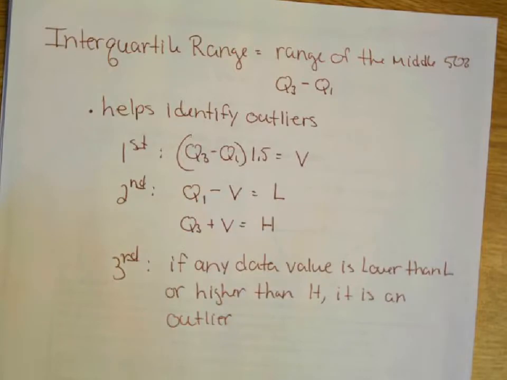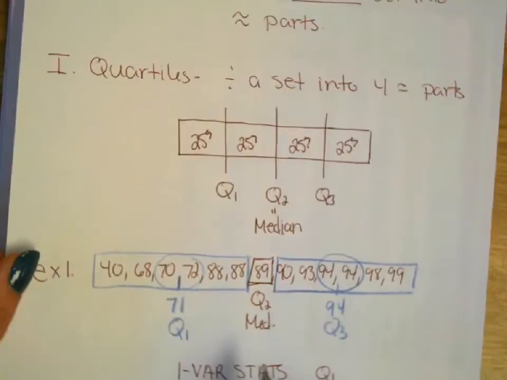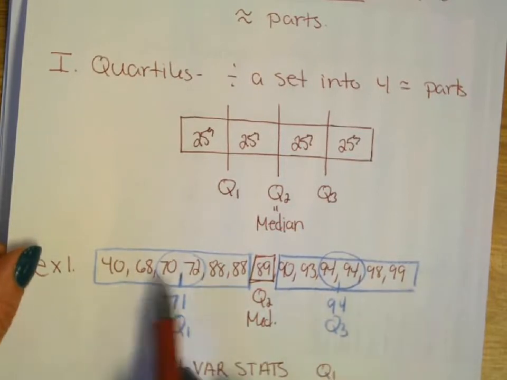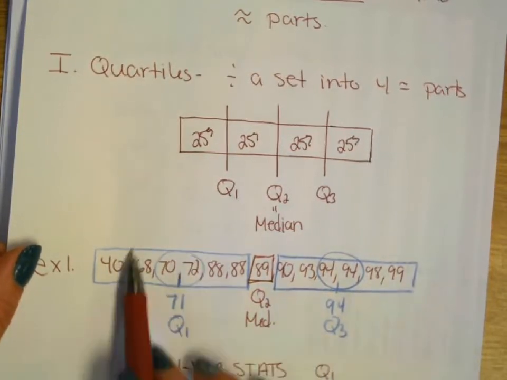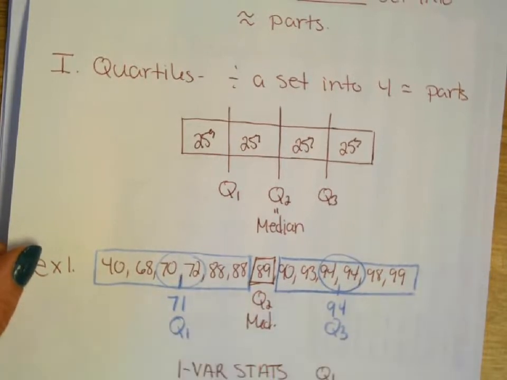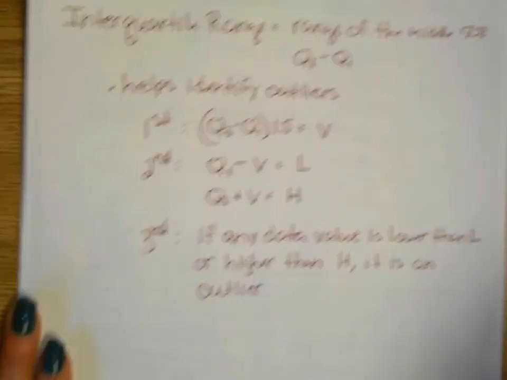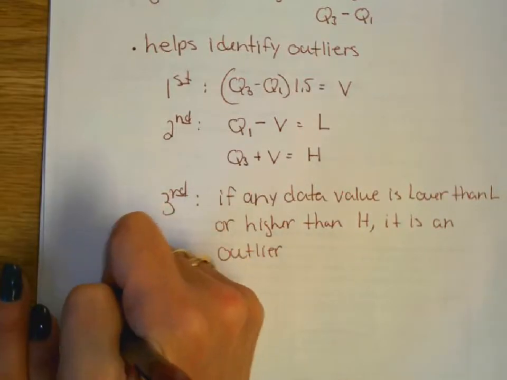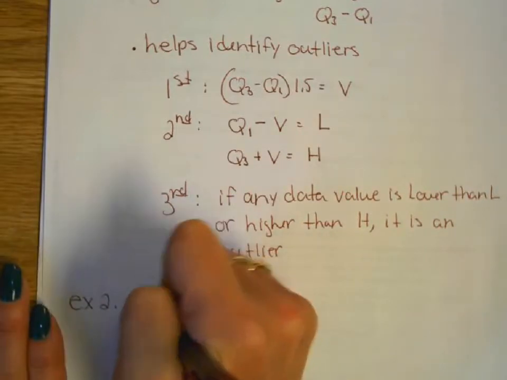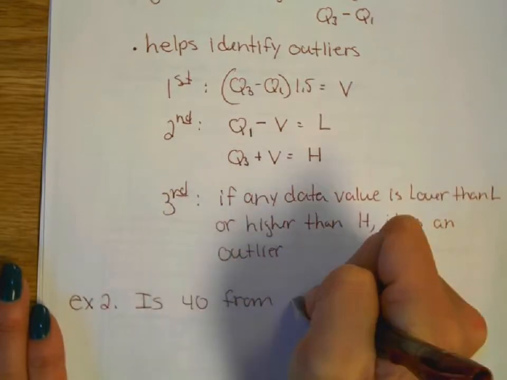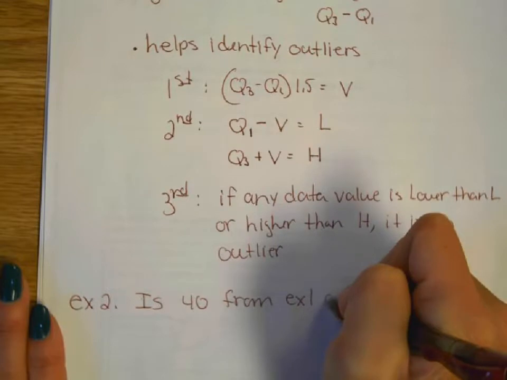So if we look at that first example again, I did give one low value in here, this 40. It's a lot lower than this chunk here because these are pretty consistent through here. Would 40 be considered an outlier for this problem? Well, let's go through those 3 steps and see. So, we'll make that our next example. Is the 40 from example 1 an outlier?